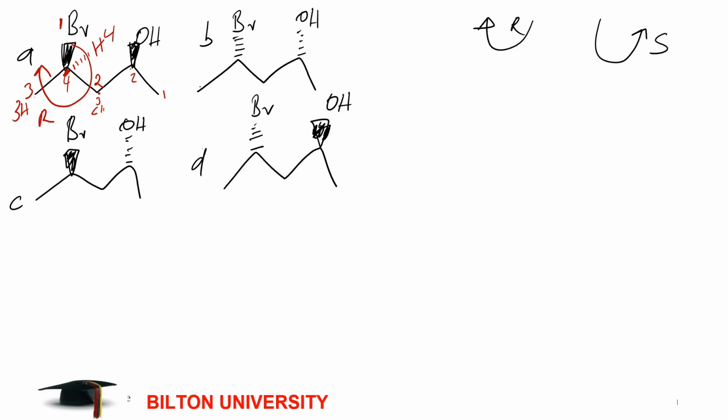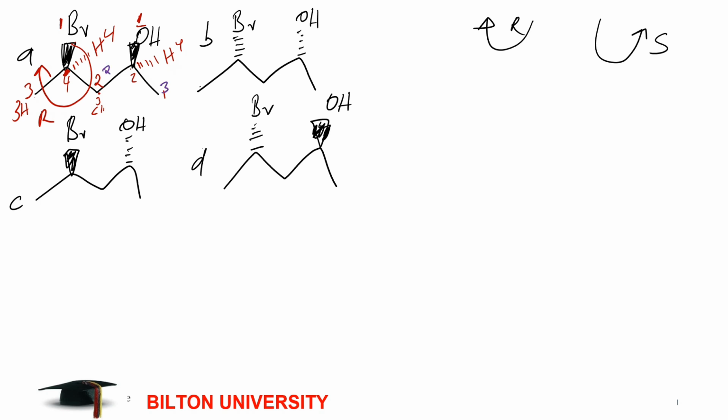Let's look at carbon number 2. Carbon number 2, still the OH is in the front, and therefore our hydrogen, which is the least priority, is at the back. So let's look at oxygen, carbon, and carbon. Which one is the highest priority? It is oxygen. So this is going to be our priority number 1. And then if we look at this carbon here, it is directly attached to carbon, so it's going to be carbon priority number 2.